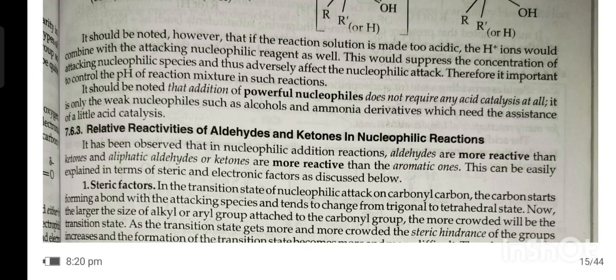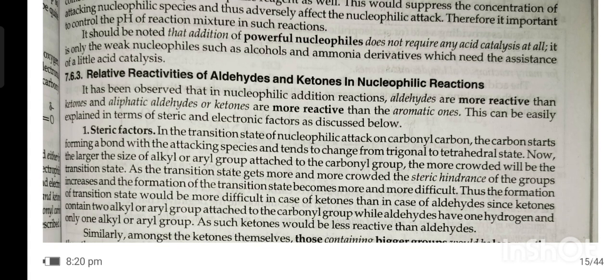catalyst. Relative reactivity of aldehydes and ketones in nucleophilic addition reactions. It has been observed that in nucleophilic addition reactions, aldehydes are more reactive than ketones, and aliphatic aldehydes or ketones are more reactive than aromatic ones. This can be easily explained in terms of steric and electronic factors, as shown below.